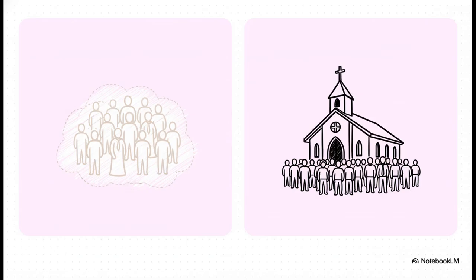On the flip side, we have the visible church. This is the tangible earthly reality. It's made up of everyone in the world who professes the true religion, along with their children. Basically, it's the real physical community we actually see and gather with in our day-to-day lives.